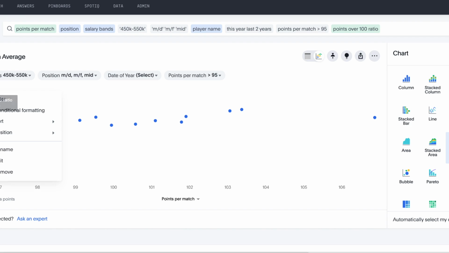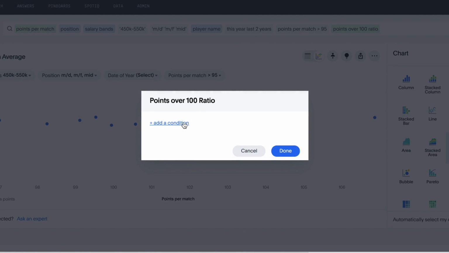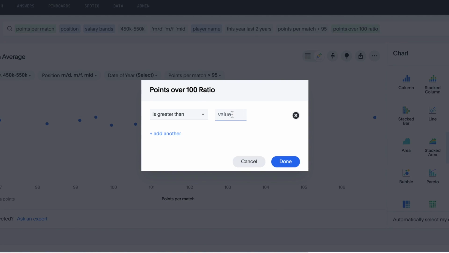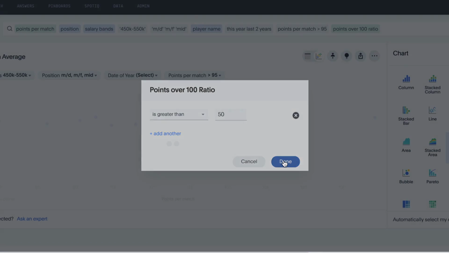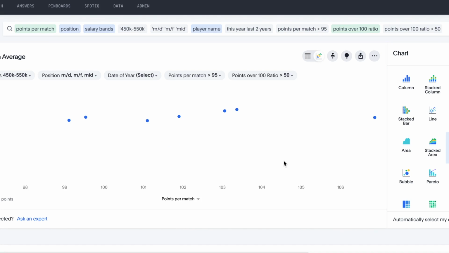But the other filter we do want to apply is that 50% of the time we want those matches over 100. So let's have a look at which players fulfill that brief.